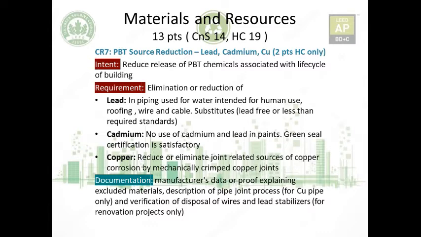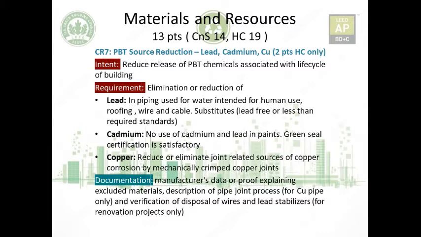You can also find them in paints, as in cadmium. You can see that no use of cadmium and lead is allowed in paints. So Green Seal certification is a third-party certification that assures that no cadmium and lead is there in the paints. For the copper, it is widely used for the supply of water inside the building. So when you make the joints, there is a possibility of contamination in the water, and copper contamination can be there.